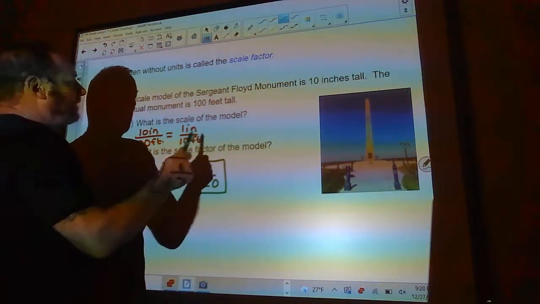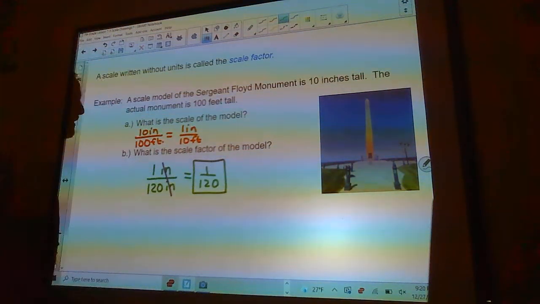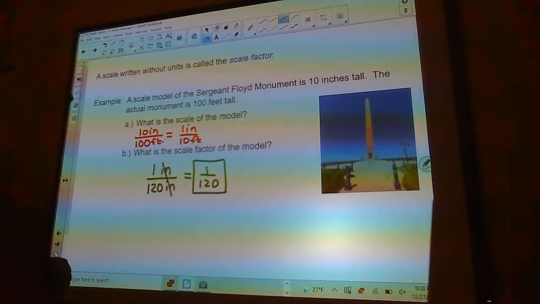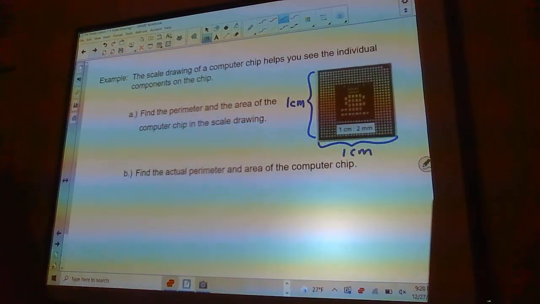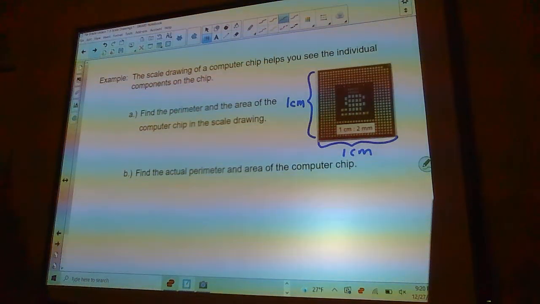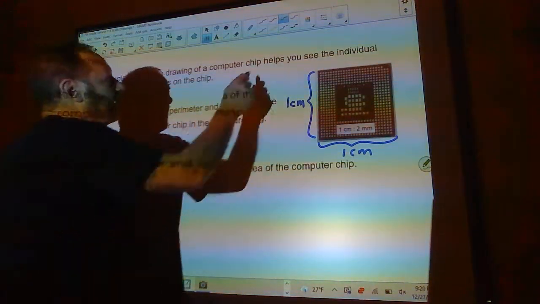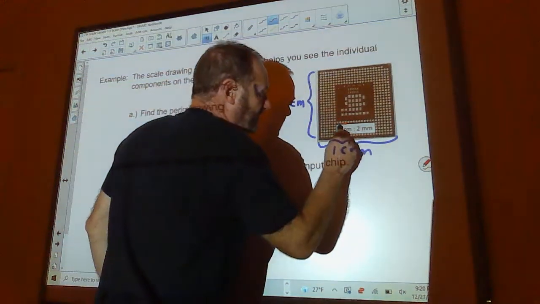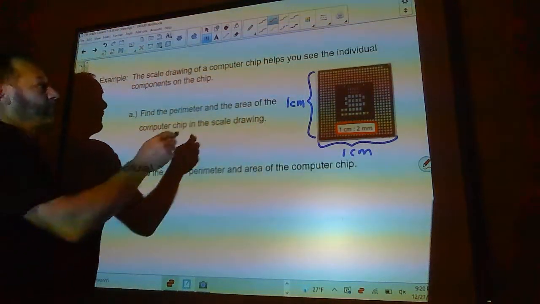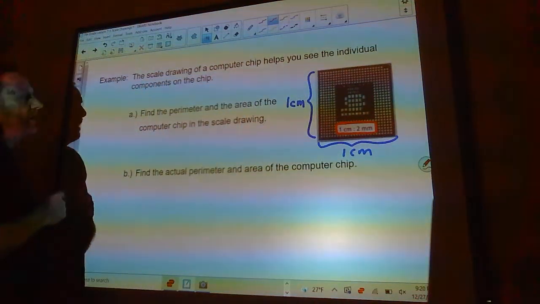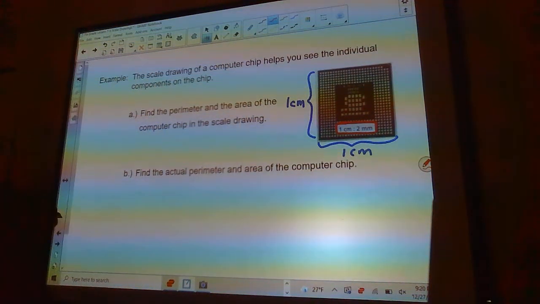So the model is 1/120th of the actual size of the monument. Okay, here we have a scale drawing of a computer chip. And we've got on here a scale. The scale says that it's 1 centimeter to 2 millimeters. So find the perimeter and area of the computer chip in the scale drawing.